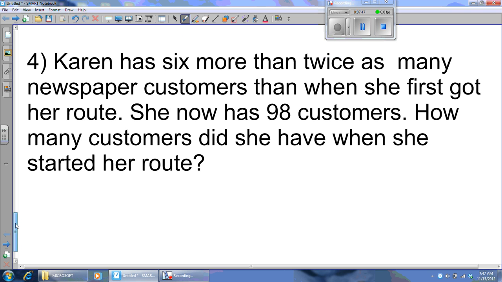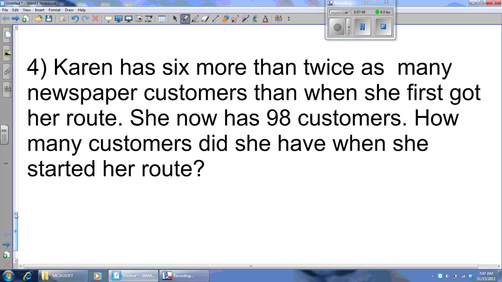Karen has 6 more than twice as many newspaper customers than when she first got her route. She now has 98 customers. How many customers did she have when she started her route? Well, let's see here. 6 more. If 5 less meant minus 5, 6 more must mean plus 6. Twice as many. 6 more than twice as many. How many newspaper customers did she start with?